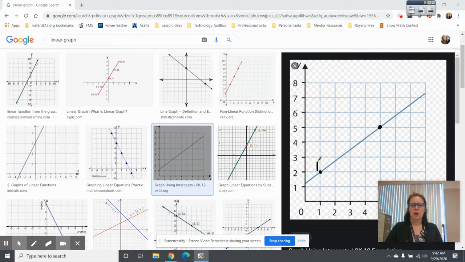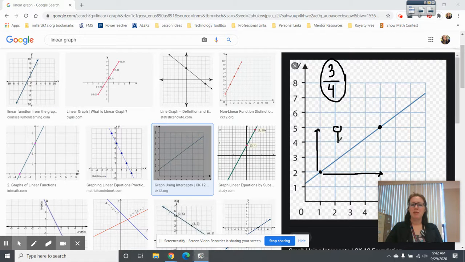So let's find my rise. I went up, looking at my scale, 1, 2, 3. So my rise is 3. And my run is how far do I go over? 1, 2, 3, 4. 3 over 4. I cannot simplify that fraction anymore. So that answer is 3 over 4.